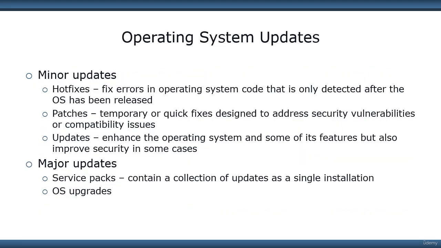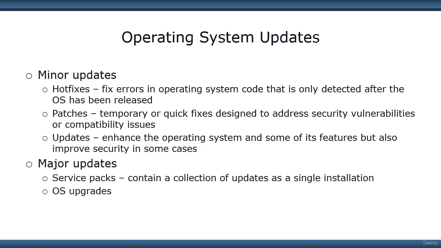With the operating system, you've got minor updates like hot fixes that'll fix errors in operating system code. And these errors are ones that have been detected after the OS has been released. Whereas patches are temporary or quick fixes designed to address typically security vulnerabilities or compatibility issues. And updates would enhance the operating system and some of its features, also improving security depending on the situation.